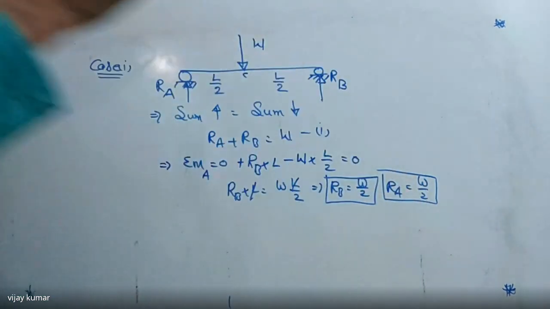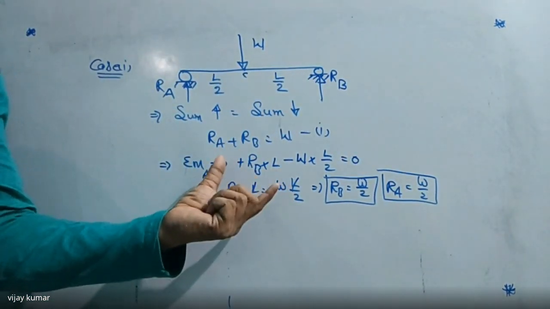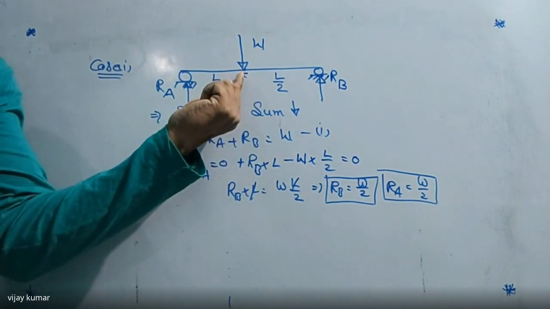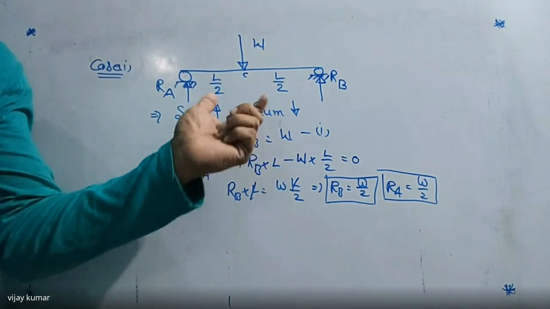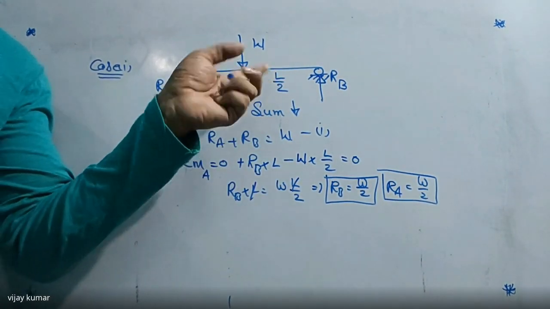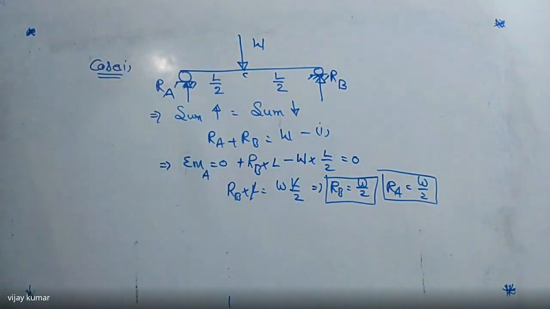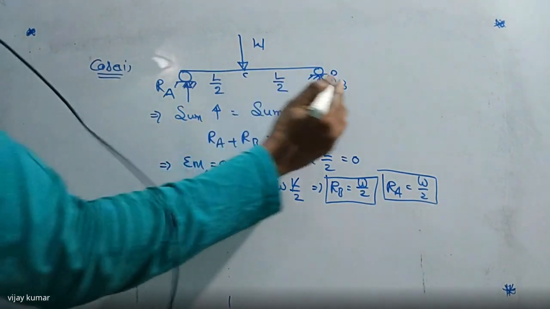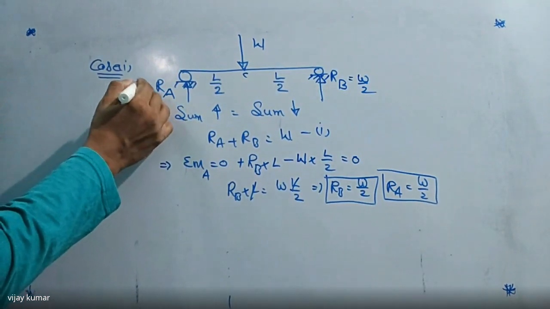Here, in this case, there is no need for this calculation. But if the load is not acting exactly at the center, we have to follow the calculation. If it is acting exactly at the center, we can take the reactions directly, as both reactions share the load equally. So directly I am writing that RB is W by 2 and RA is also equal to W by 2.